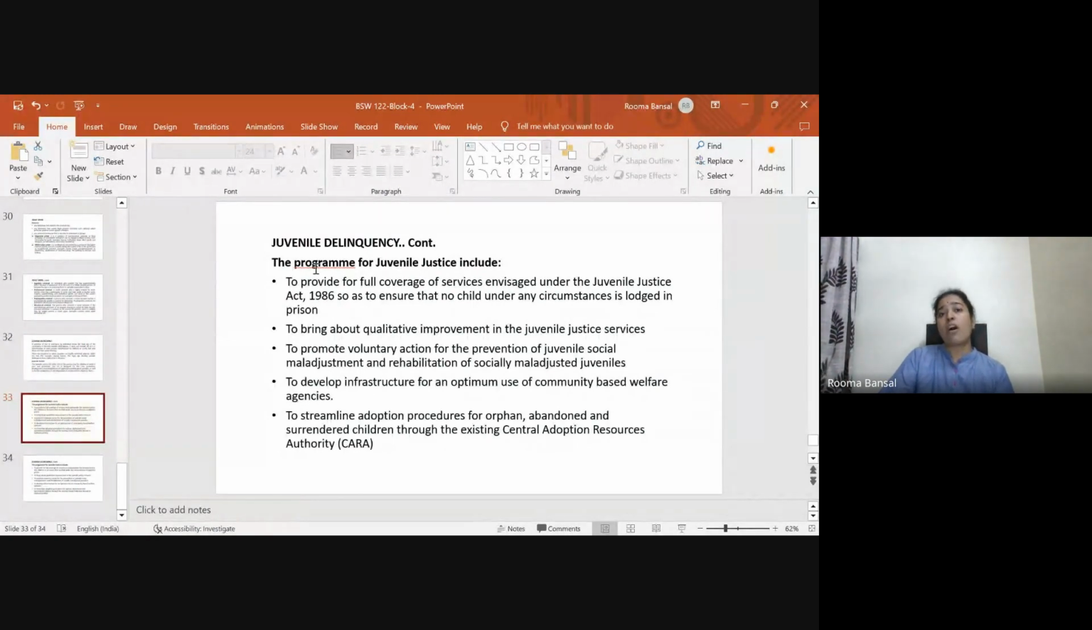The program of juvenile justice includes providing full coverage of services envisaged under the Juvenile Justice Act 1986, so as to ensure that no child under any circumstances is lodged in prison. Means a child would not be sent to jail. To bring about qualitative improvement in the juvenile justice services.